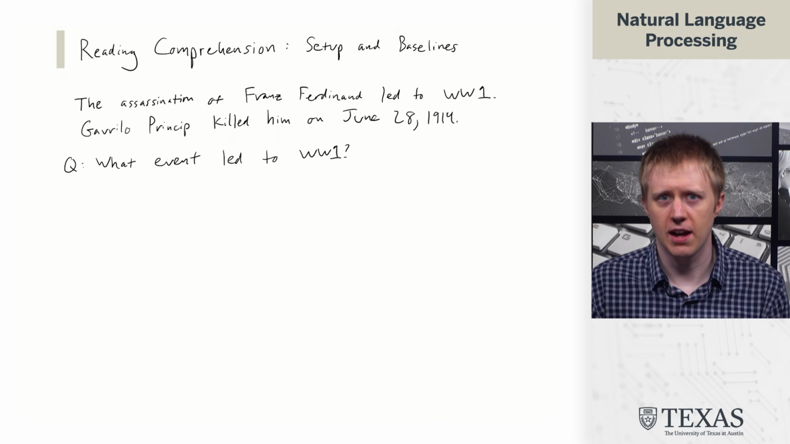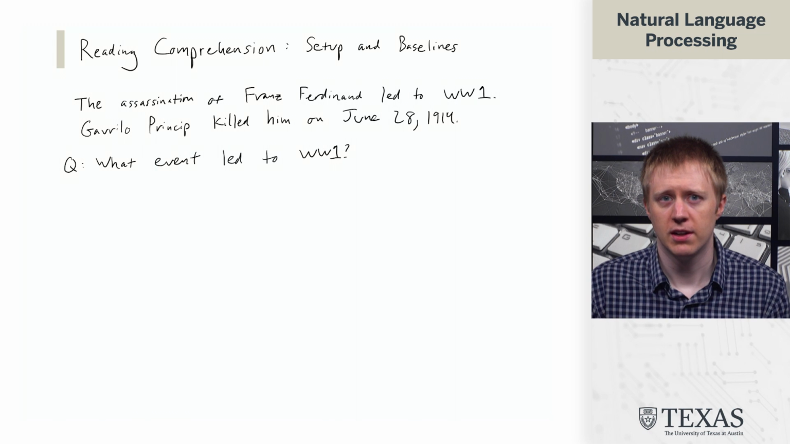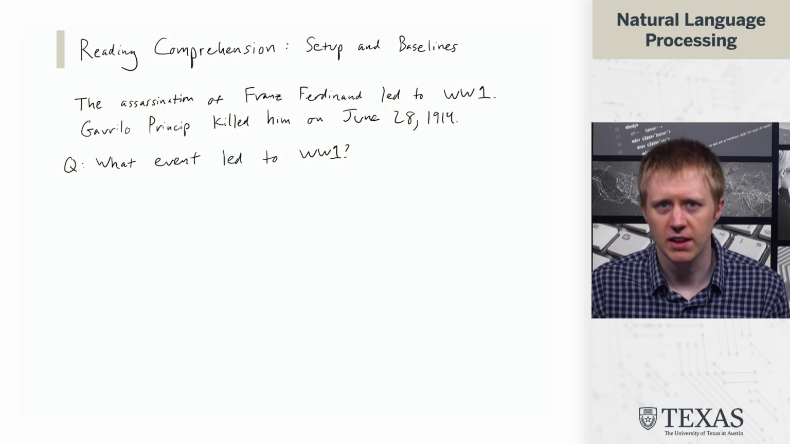So we've got here a passage with two sentences in it. This is something we call the passage or the context. It's what we're answering questions from. The assassination of Franz Ferdinand led to World War I. Gavrilo Princip killed him on June 28, 1914. And the question is, what event led to World War I?